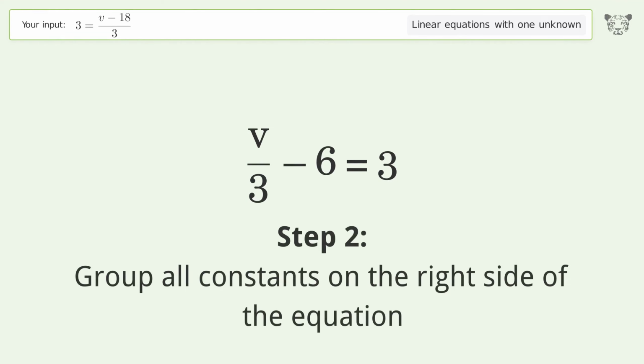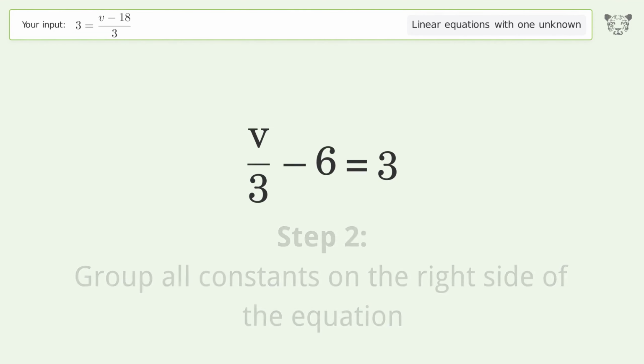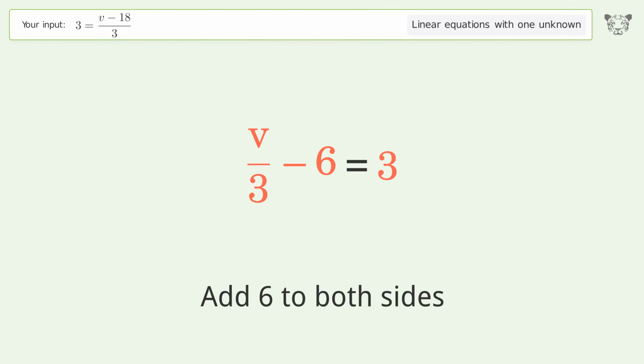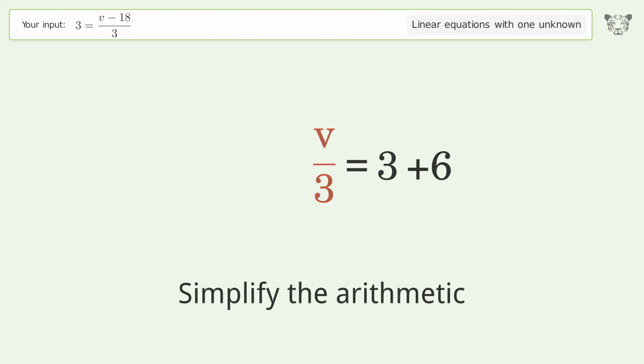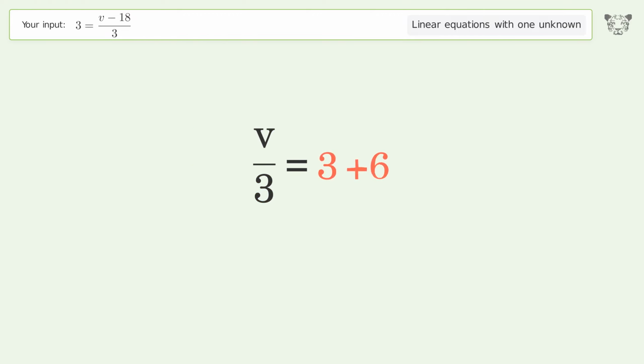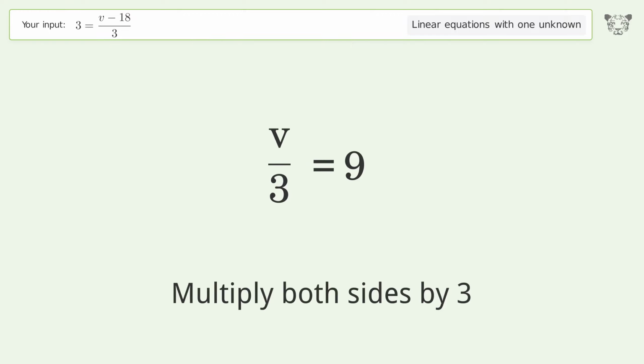Group all constants on the right side of the equation. Add 6 to both sides. Simplify the arithmetic. Isolate the v. Multiply both sides by 3.